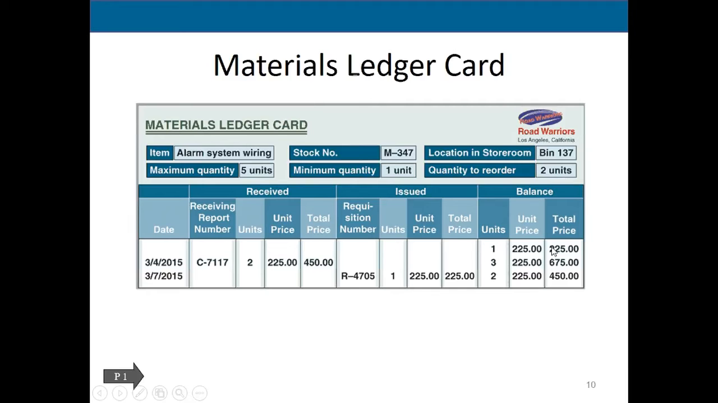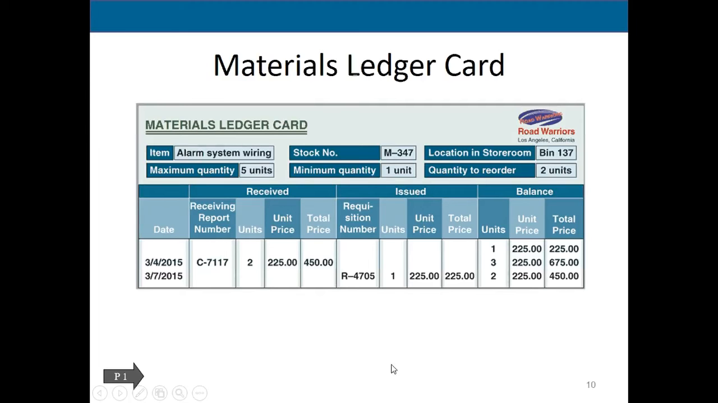It started out with 1 unit on hand. It looks like they bought another 2 units for $225. So after they did this, they now have 3 units on hand that cost $225 a piece for a total inventory value of $675 in this bin. But then on March 7th, someone turned in a requisition 4705 for 1 unit. Well, when they took this 1 unit out of the bin, it left them 2 units on hand, right? I mean, that makes sense.